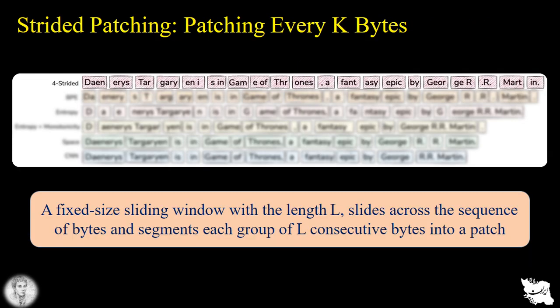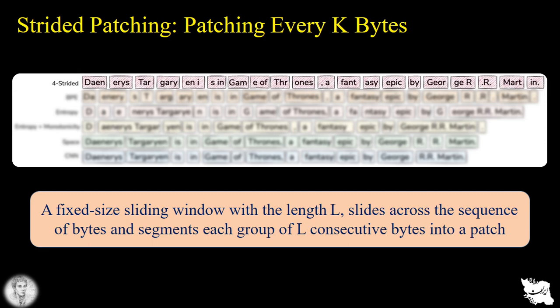Perhaps the most straightforward way to group bytes is into patches of fixed size. In strided patching, a fixed-size sliding window with length L slides across the sequence of bytes and segments each group of L consecutive bytes into a patch. The fixed stride is easy to implement for training and inference, provides a straightforward mechanism for changing the average patch size, and therefore makes it easy to control FLOP cost.